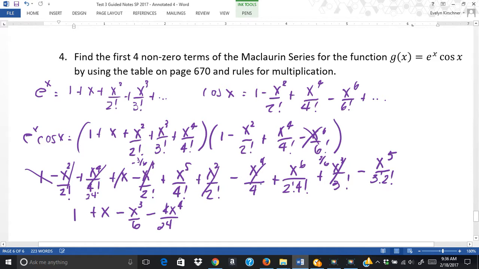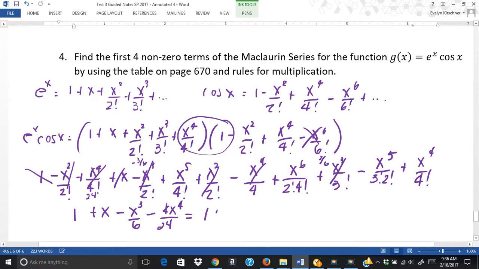And I have another x to the 4th, from here, 1 times x to the 4th over 4 factorial, so I didn't add that one. I've got to make sure I get my 4th term in. So I didn't multiply that one. So I have 2 over 24 minus 6 over 24, so it becomes minus 4 over 24.